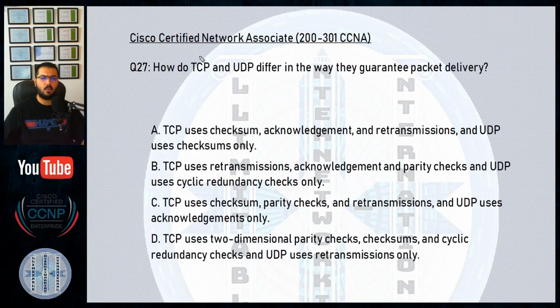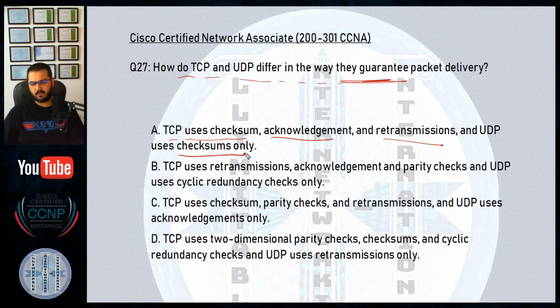Question 27 says, how do TCP and UDP differ in the way they guarantee packet delivery? UDP does not guarantee packet delivery. You are insulting UDP here. Okay, TCP uses checksum. Every frame uses checksum. Acknowledgement flag. Retransmissions. And UDP uses the checksum only because it's a default field in the frame.